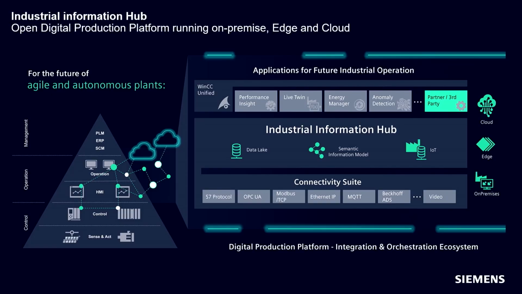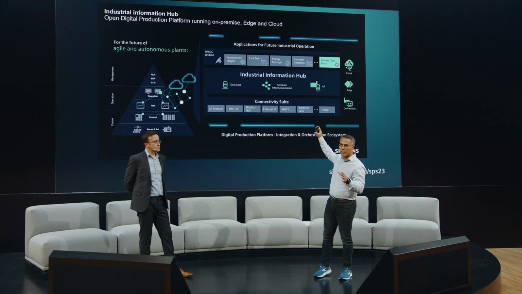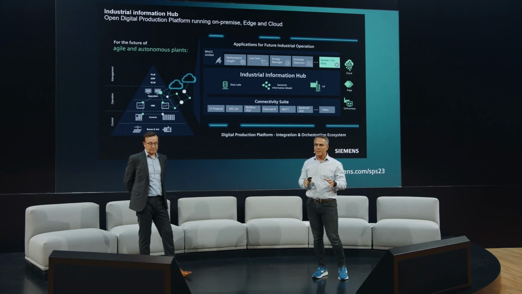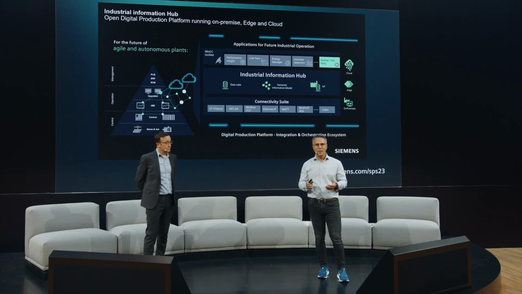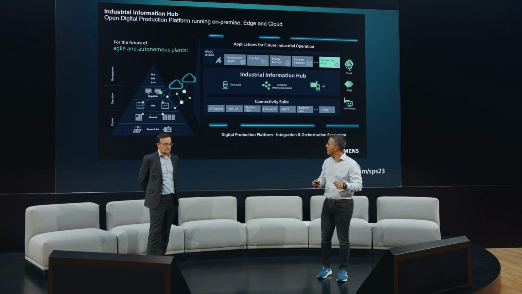So Industry Information Hub is an open ecosystem for agile and autonomous plants. It is integrated into your communication setup, and it can also work compatibly with third-party systems. The central element of the Industry Information Hub is the integration layer. It's an integration system for all value-added applications shown on top of this picture. And overall, the Industry Information Hub is the one-stop solution for your data management. Let me explain you why.